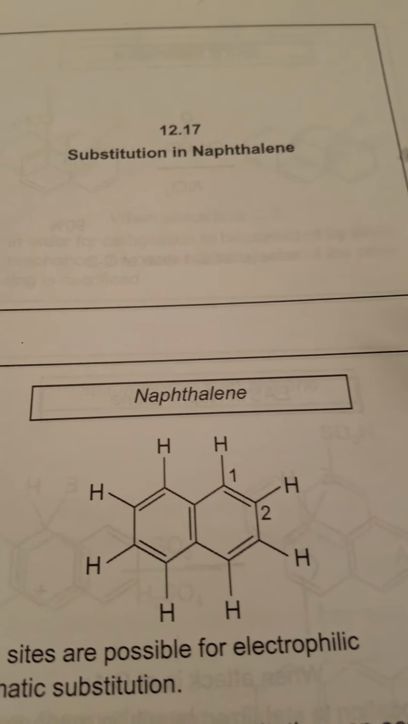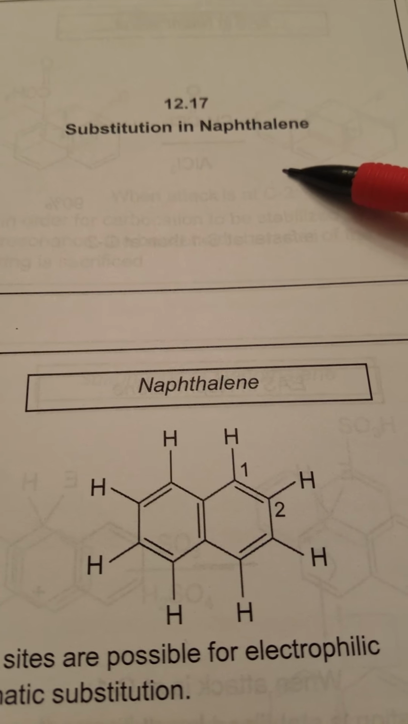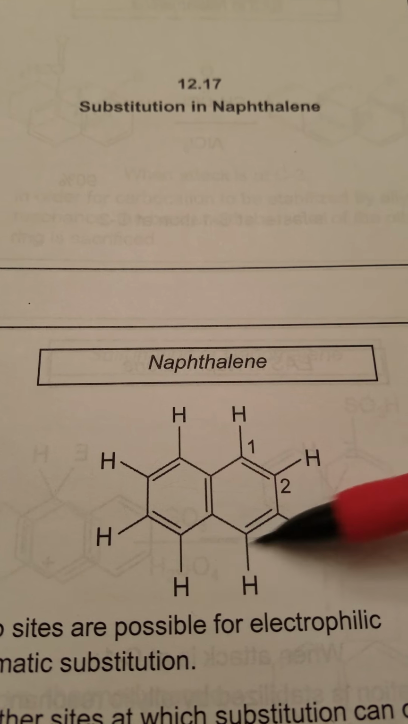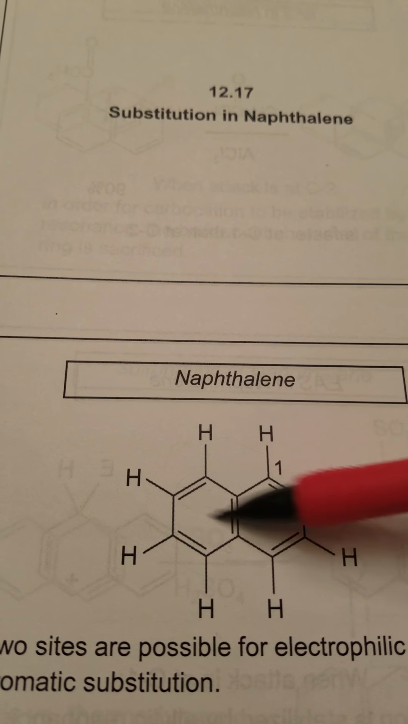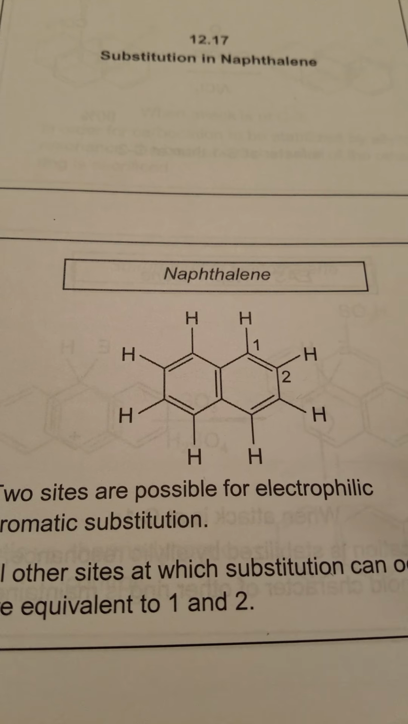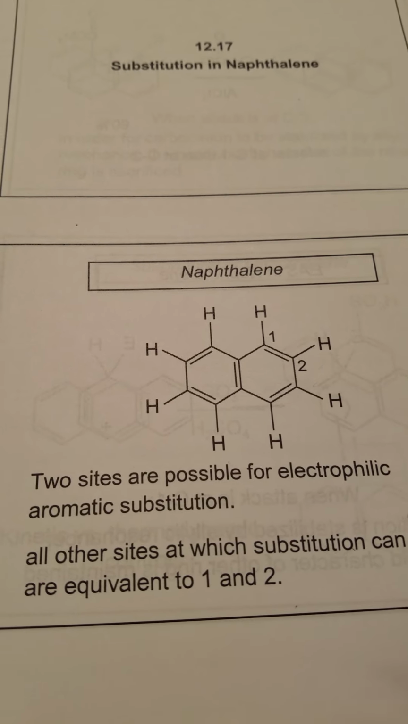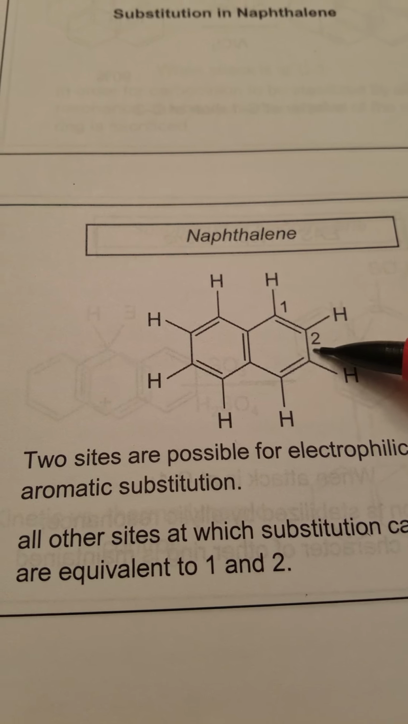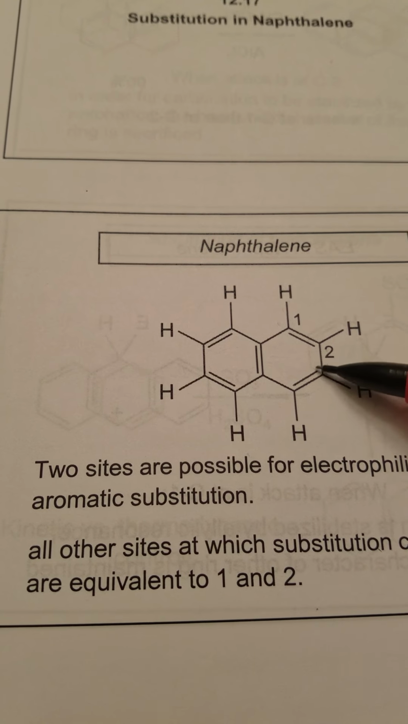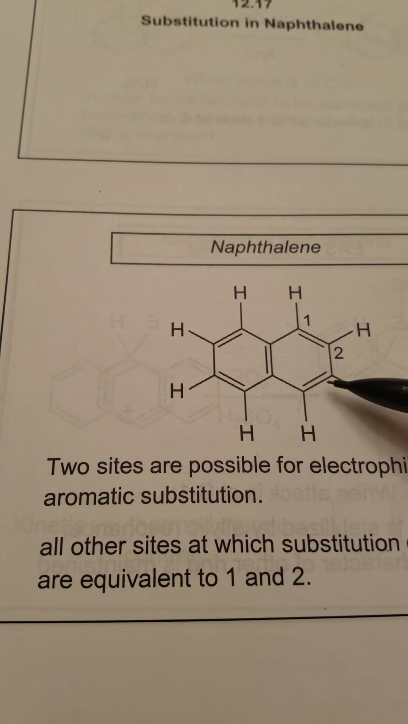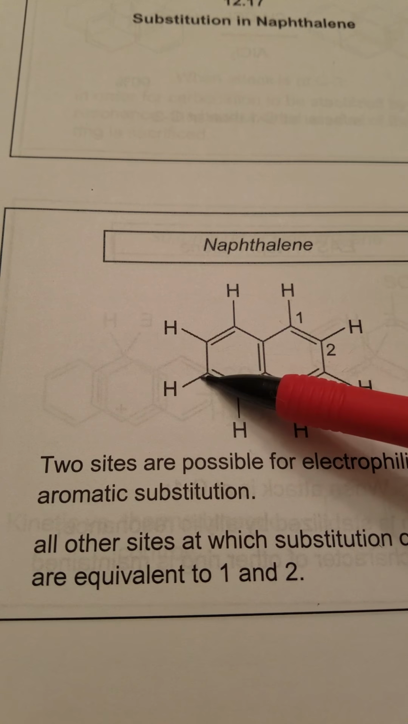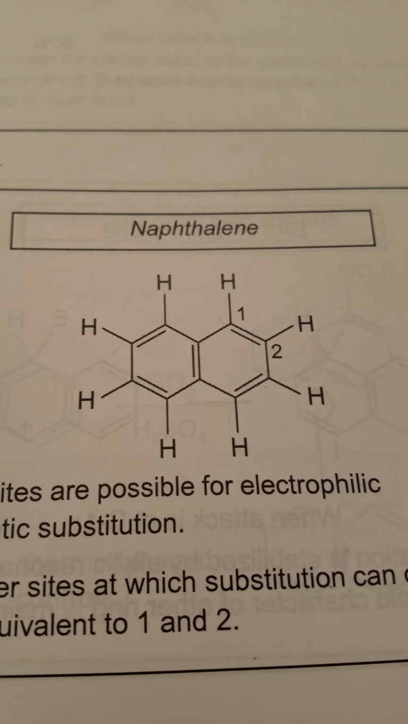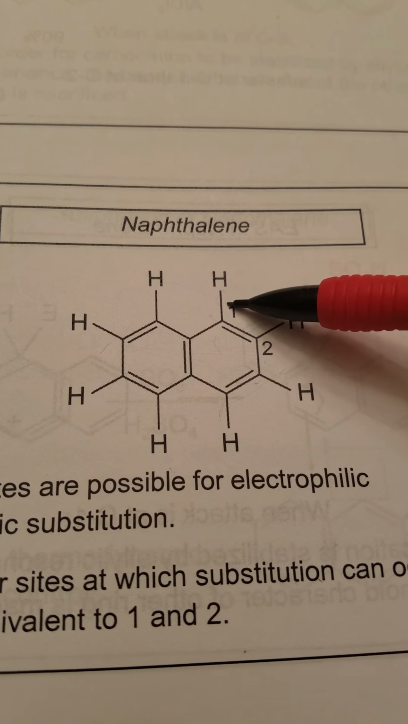The last thing we're going to look at are substitutions on naphthalene. Remember, naphthalene is a bicyclic type of structure that has two benzene rings attached. Your only positions for electrophilic aromatic substitution are going to be carbons 1 and 2, because anywhere else you put it, it's going to be 1 and 2. So like this will be 1, that would be 2. This would be 1, that would be 2. This would be 1, that would be 2. So just depending on how you're numbering it, the only two sites on which you can put something is on carbons 1 and 2.